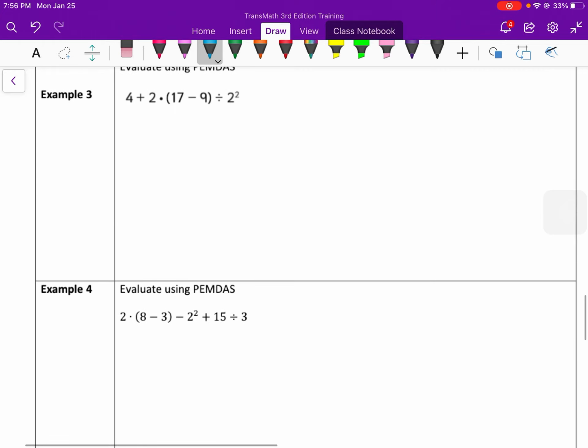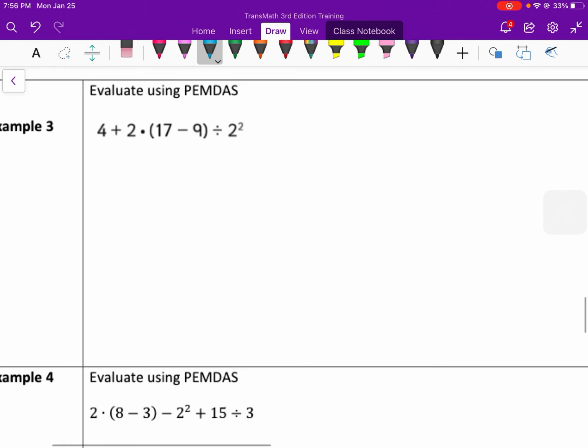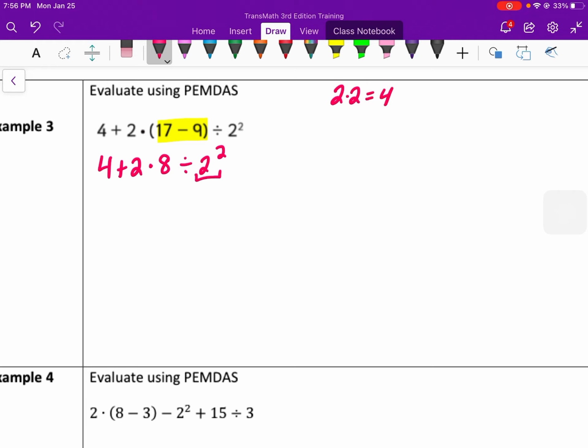All right, we've got 2 more we'll do together. Okay, so inside the parentheses first, and then exponents second. So 4 plus 2 times 17 minus 9 is 8. Yes, 8 plus 9 is 17, divided by 2 squared. 2 squared means 2 times 2, which is 4.